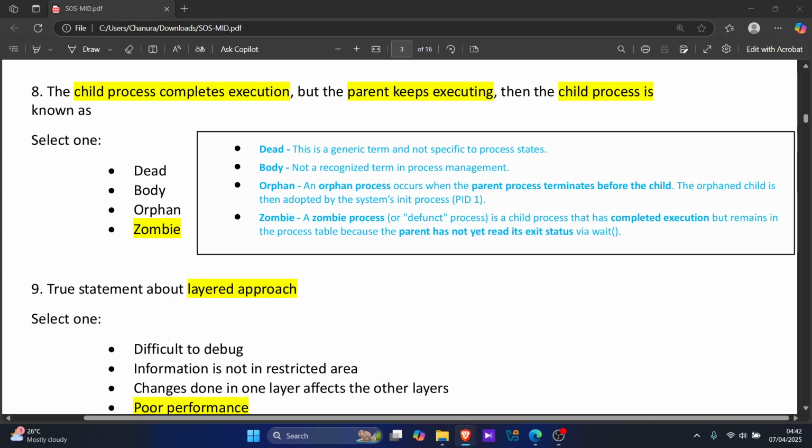Zombie processes are exactly the ones that have finished execution but their parent hasn't yet waited for them. So they stay in the process table as zombie processes until the parent collects their exit status. That seems to fit here because the parent is still running but hasn't acknowledged the child's termination yet. Dead is a more generic term, and body isn't a recognized term. So the correct answer should be zombie. The explanation provided for zombie also matches the scenario. The orphan explanation talks about the parent terminating first, which isn't the case here. So yeah, zombie is the right choice here.